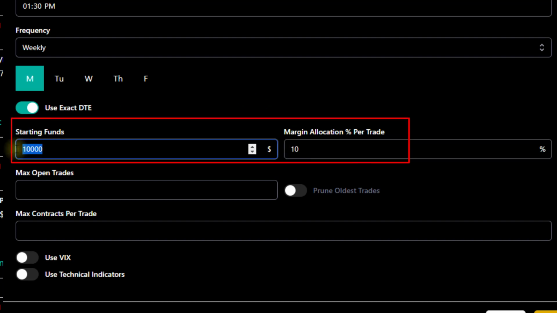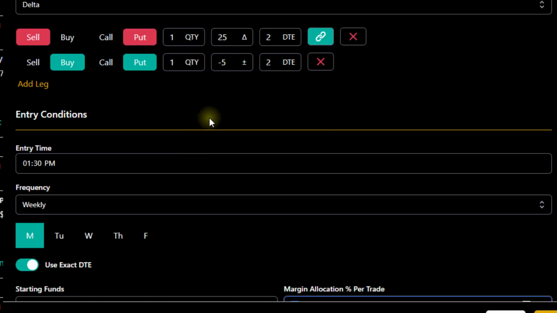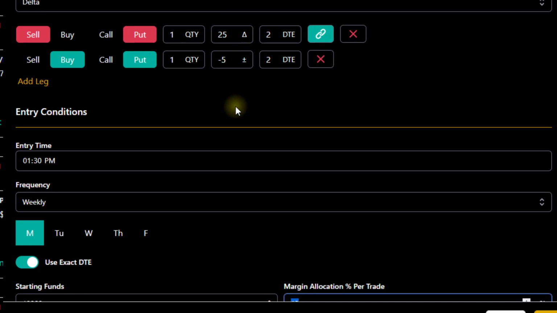We're going to allocate $10,000 and we're only going to risk 10% per trade. So what does that mean? That means whatever the credit we get for the credit spread, there's going to be a defined risk. That's called the max loss. And typically you take the width of the spread, in this case 5, and you subtract the credit, and that's your max loss. So let's say we get a credit of $1. Well, your max loss is $400.